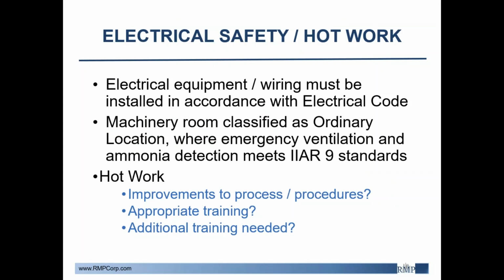For electrical safety and hot work, just making sure they match electrical code, having those electrical classifications if necessary. Most machinery rooms are classified as ordinary locations, so the emergency ventilation will also meet that standard, but for those that aren't, that'll just mean you'd have to do a little more research as far as what's required for ventilation and for the occupancy. As far as hot work's concerned, just ensuring that you have proper training. If there's more training required, to make sure that that gets all done, and any improvements to either the hot work permit process or the procedures that you have in place at your facility.